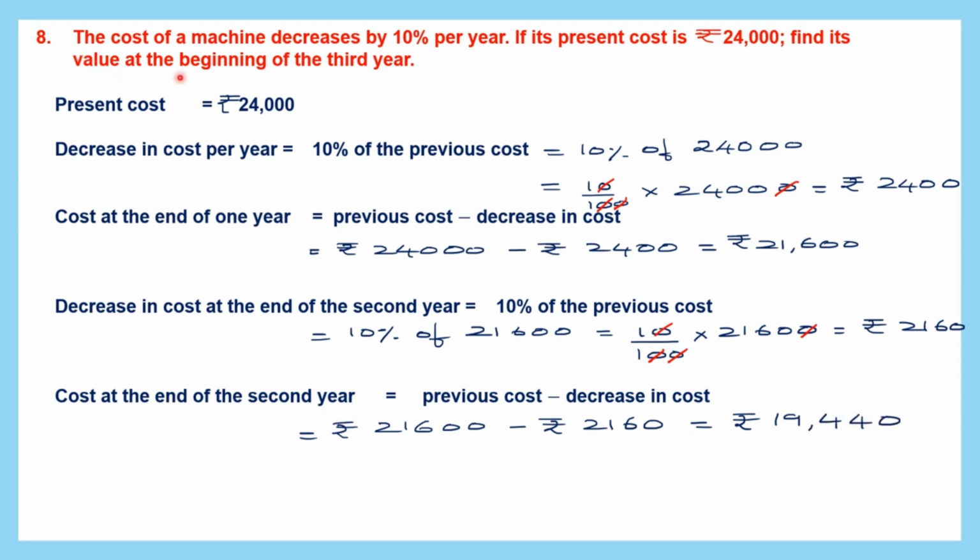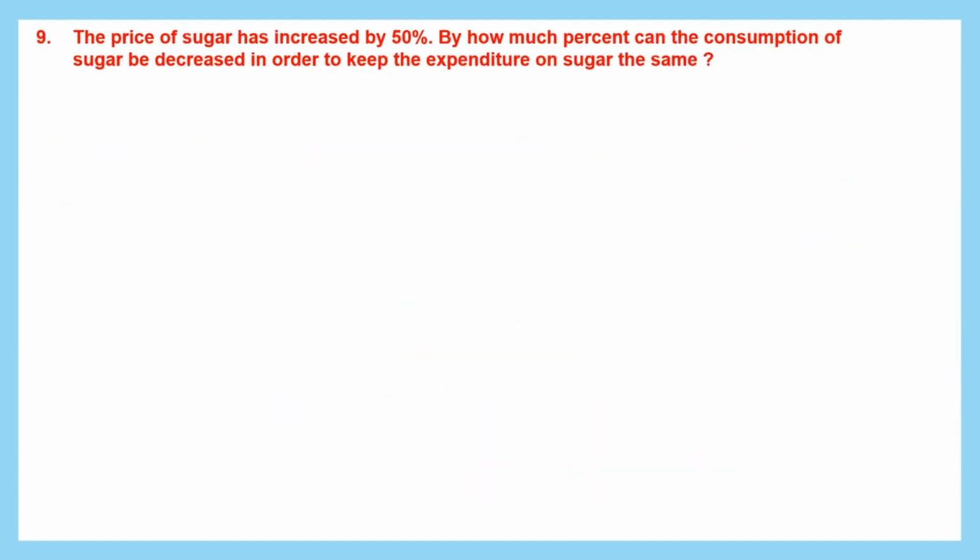That means it's the value at the beginning of the third year. Okay, the beginning of the third year is what is at the end of the second year. So this is our final answer. So what is our final answer? Rupees 19,440 is the value at the beginning of the third year. This is our answer.